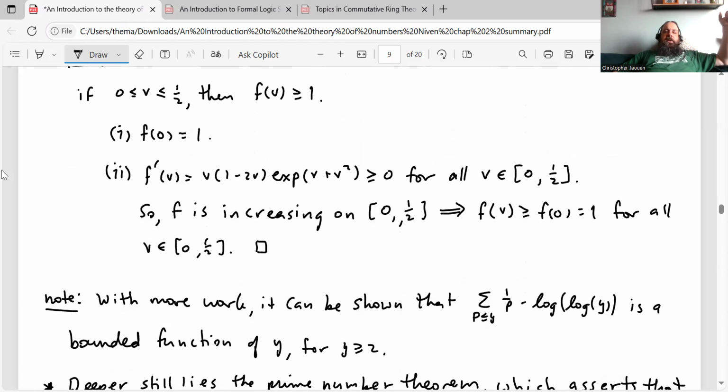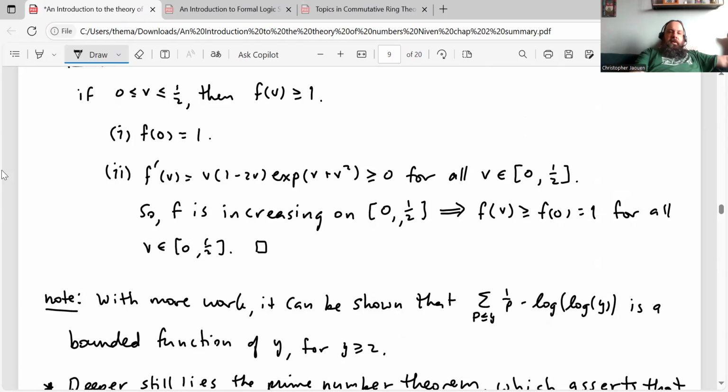So f prime of v is equal to v times (1 minus 2v) times the exponential function evaluated at v plus v squared. That's by the product rule and also by the chain rule. Notice that that's greater than or equal to 0 for all v in the interval from 0 to 1/2, which means that f is increasing on that interval. So that means that f of v is greater than or equal to f of 0, which remember is equal to 1, for all v in that interval. And that proves the lemma.